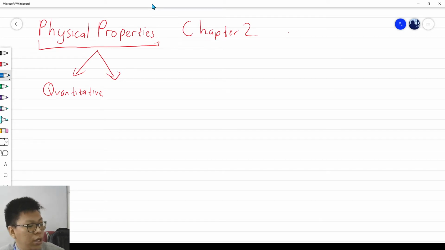For example, this cable needs to have good conductivity, because if not, we cannot use it to deliver the current. For other things, like this pencil, it does not need to have high conductivity. Or this whiteboard doesn't need to have high conductivity.